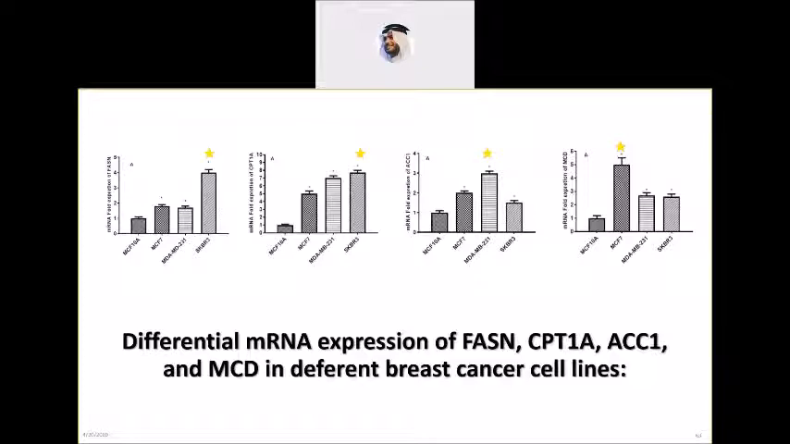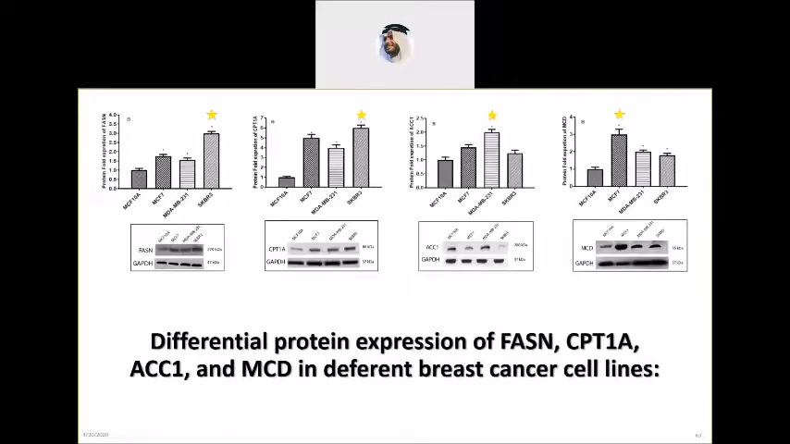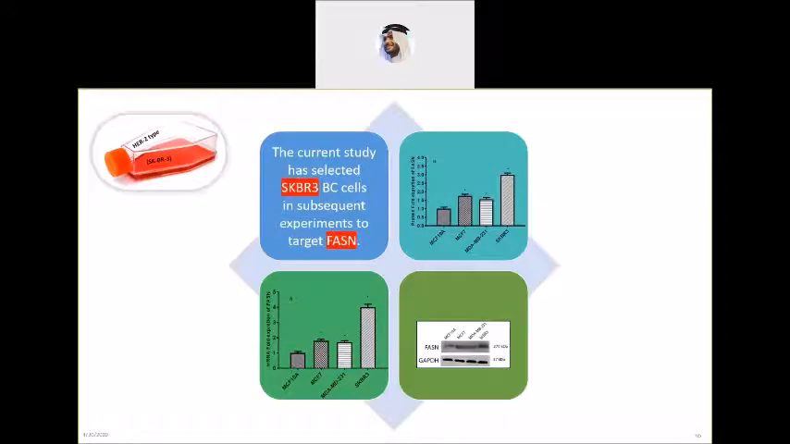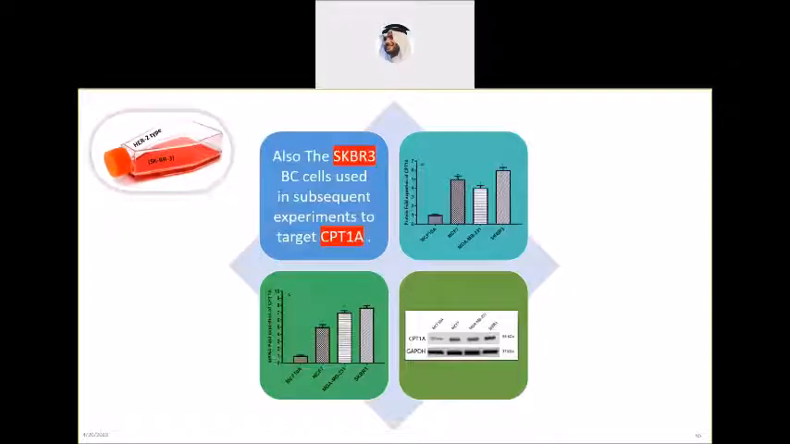We confirmed the data from the messenger RNA by Western blot analysis for protein, and the data here, alhamdulillah, show a similar result to the messenger RNA. According to that, the current study has selected the SKBR3 breast cancer cell line in subsequent experiments to target FASN. As you can see, the messenger RNA data and the protein expression data show that FASN is highly expressed in SKBR3 cells. Also, SKBR3 cells were used in subsequent experiments to target CPT1.